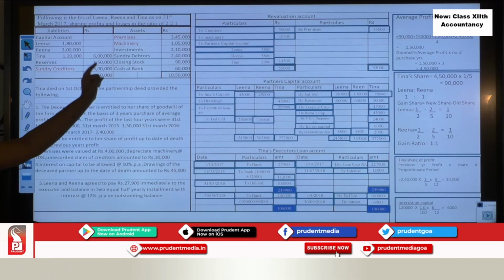Okay, so this is your full-fledged problem. Okay, we have prepared revaluation account, partners capital account, and executors loan account.